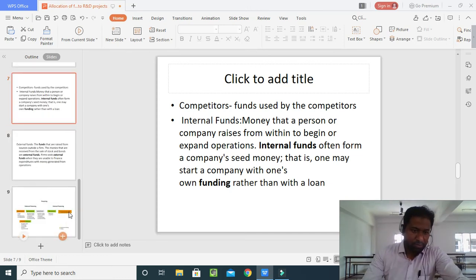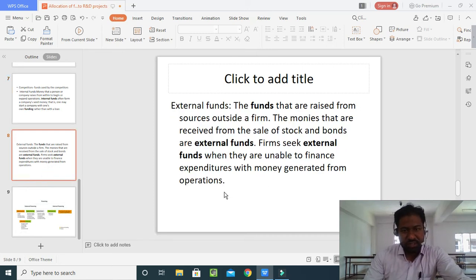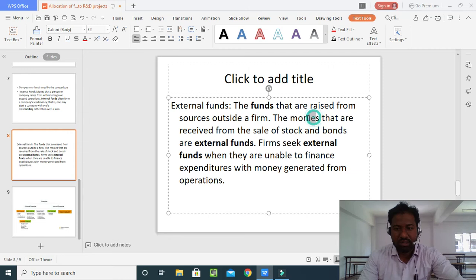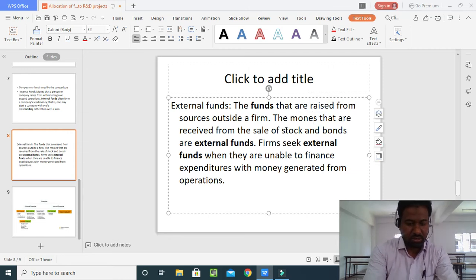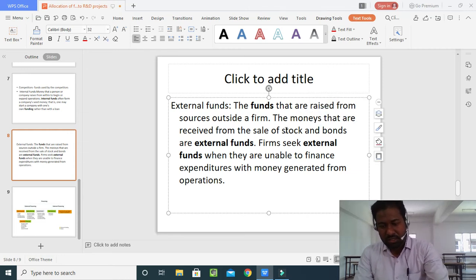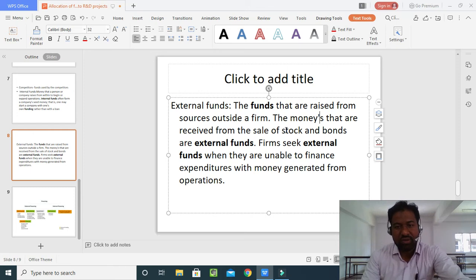Now, external funds. What do you mean by external funds? The funds that are raised from sources outside a firm. The monies received from the sale of stock and bonds are external funds. Firms may seek external funds when they are unable to finance expenditures with money generated from operations.